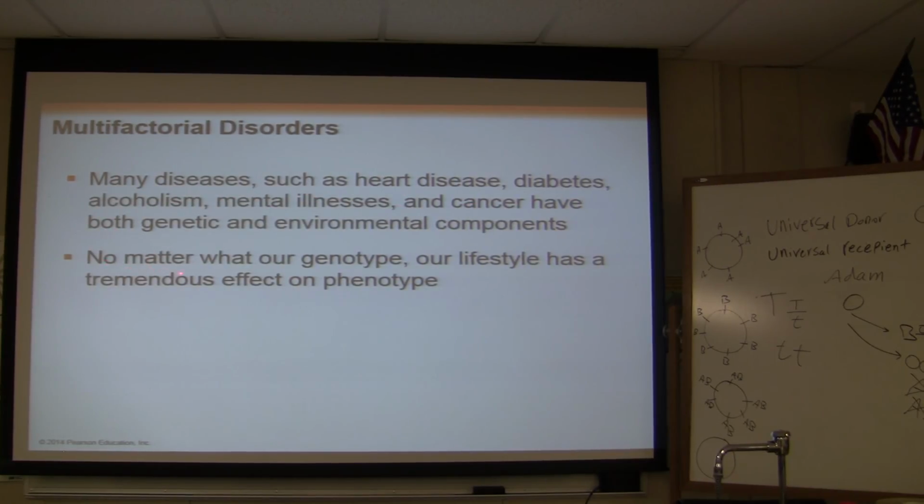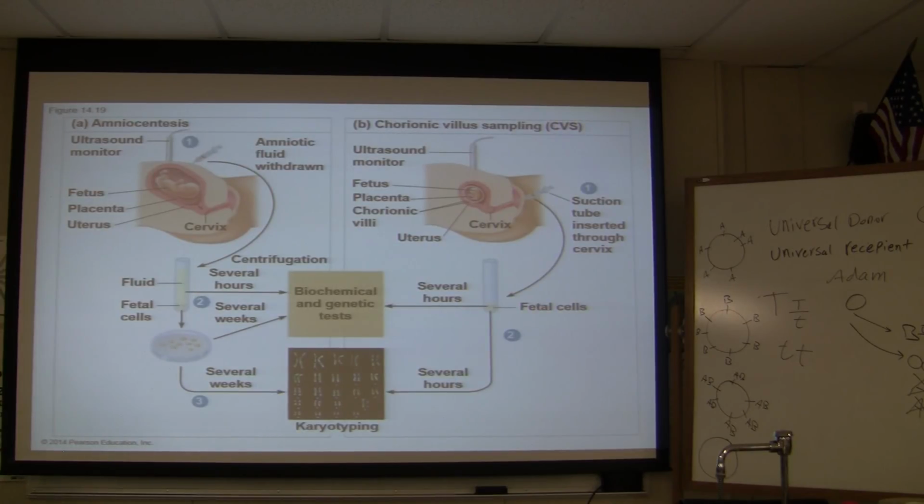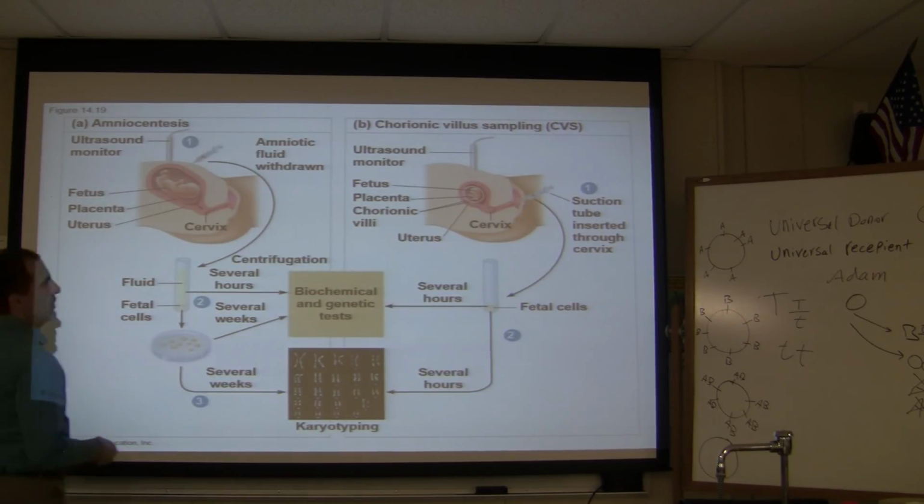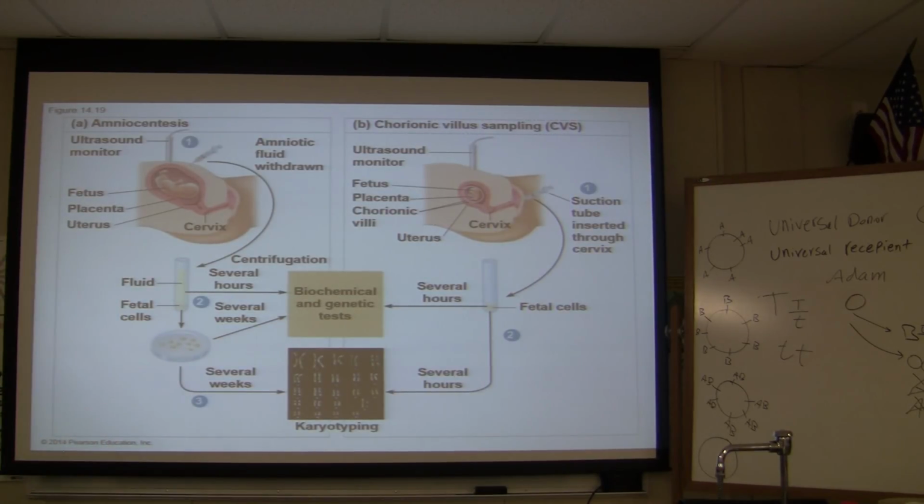Okay, multifactorial disorders, many diseases such as heart disease, diabetes. Again, I'm repeating myself. No matter what our genotype or lifestyle, I'm repeating myself. Again, I'm not too crazy about these two tests. If you want to know, you're getting married, even though with some kind of relative, or somebody at older age. This is happening at older age.